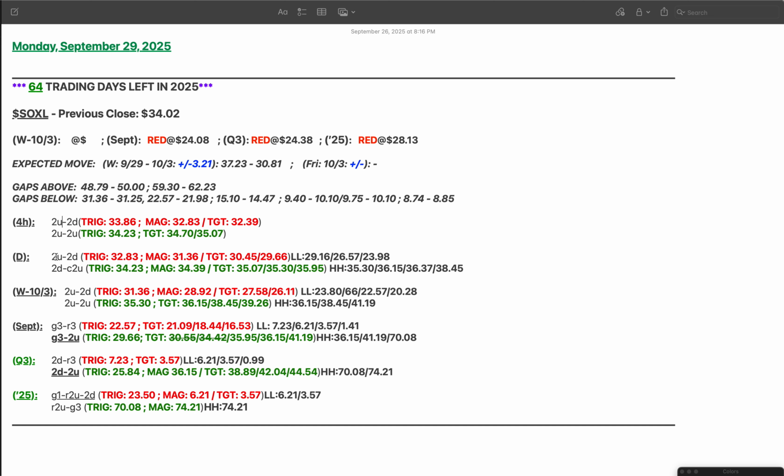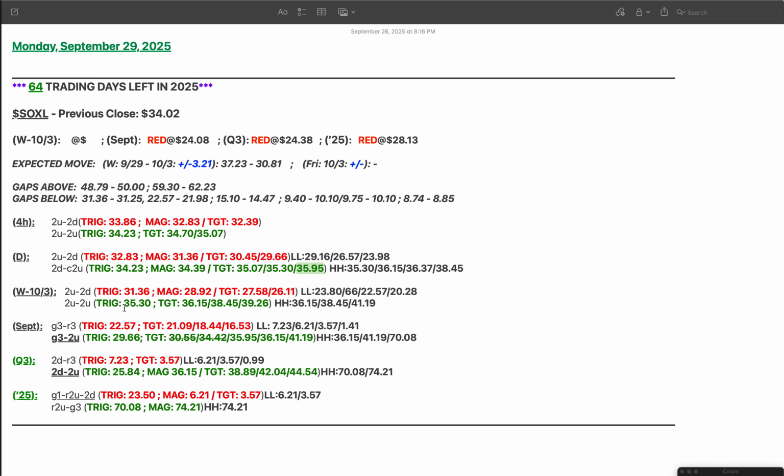So the day would be a 2 up, 2 down at 32.83, which is the magnitude of the 2 up, 2 down on the 4-hour. That triggers at 32.83, and it has a magnitude of 31.36, with extended targets of 30.45 and 29.66. That 29.66 is the high of last month, the high of August. If we go to the upside, then we get this 2 down, combo 2 up, triggering at 34.23 with a magnitude of 34.39, and targets of 35.07, 35.30, and 35.95.